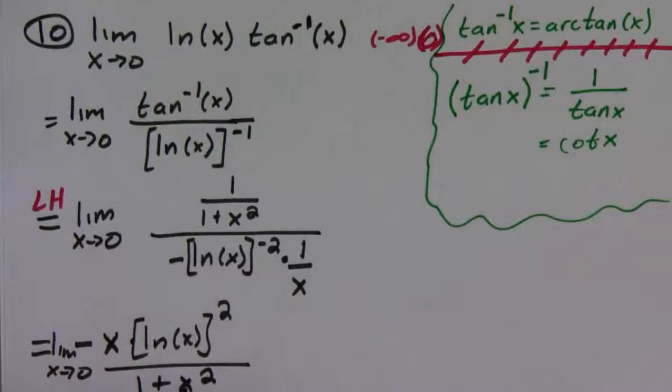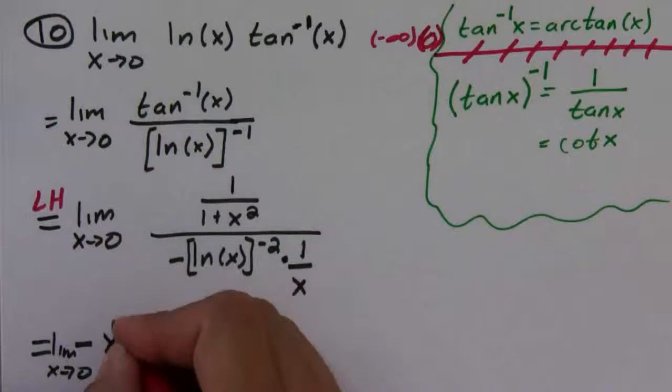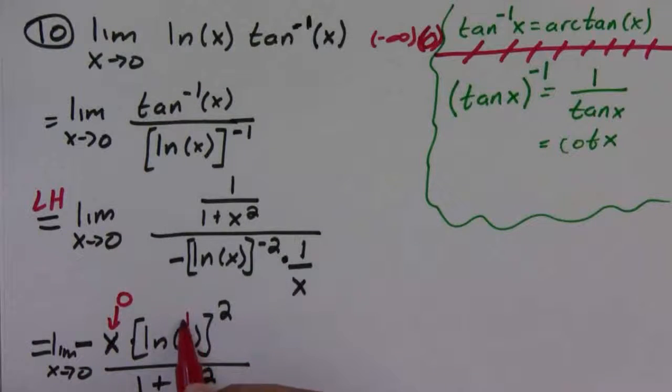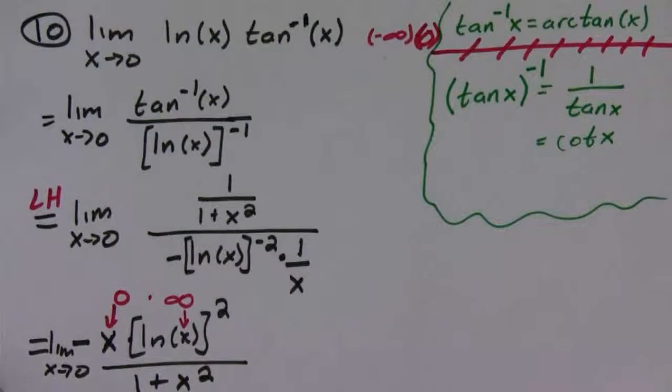Okay, and now if I plug in my value 0, here I'm going to get 0. This one's going to negative infinity, so this whole thing is going to positive infinity. And this one is going to 0, so the denominator is 1. So the numerator is indeterminate, and the denominator is simply 1, and so I have to do some more work.